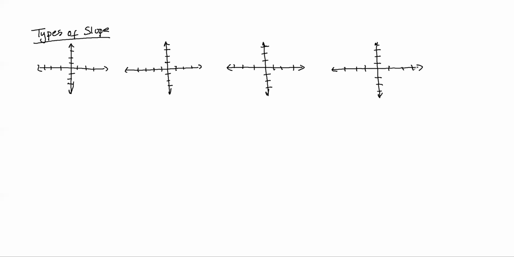So the first type of slope, and these aren't in any particular order, is if we have a line that's going up to the right, we are going to have a positive slope. If the line is going down to the right, then we have a negative slope.